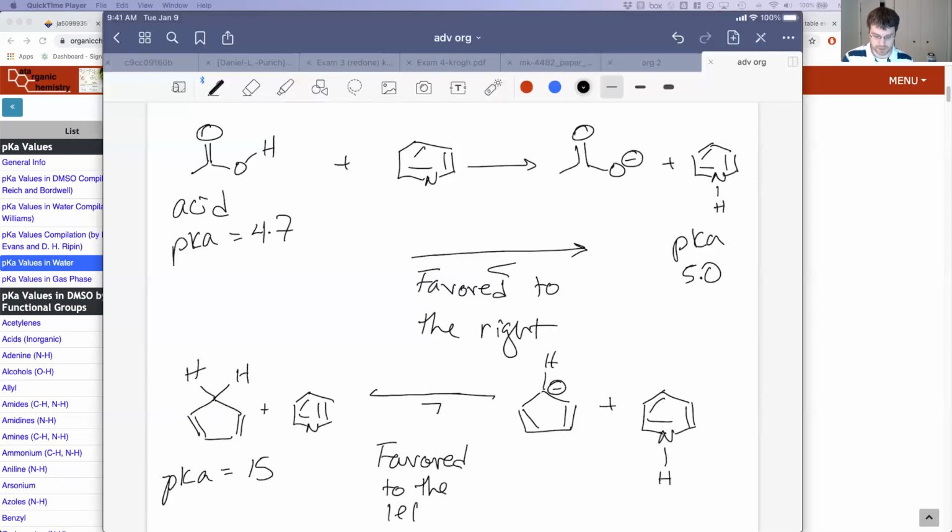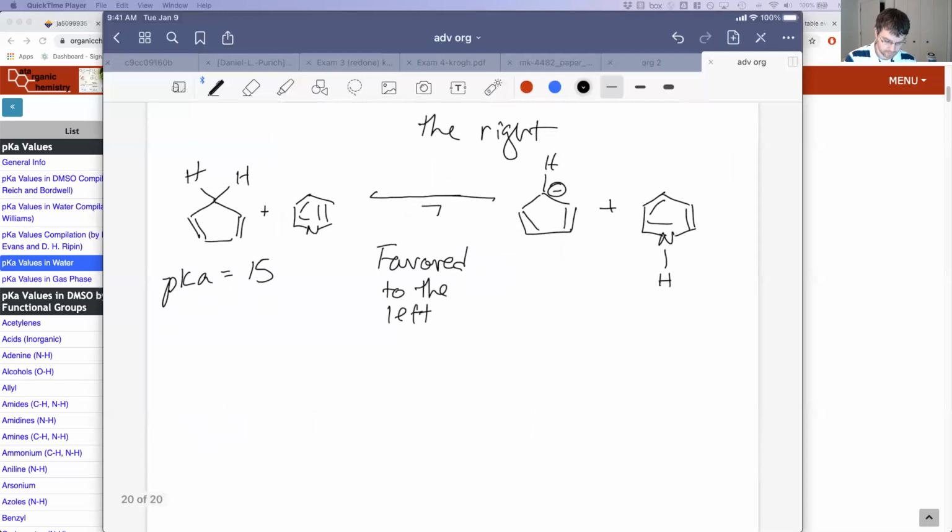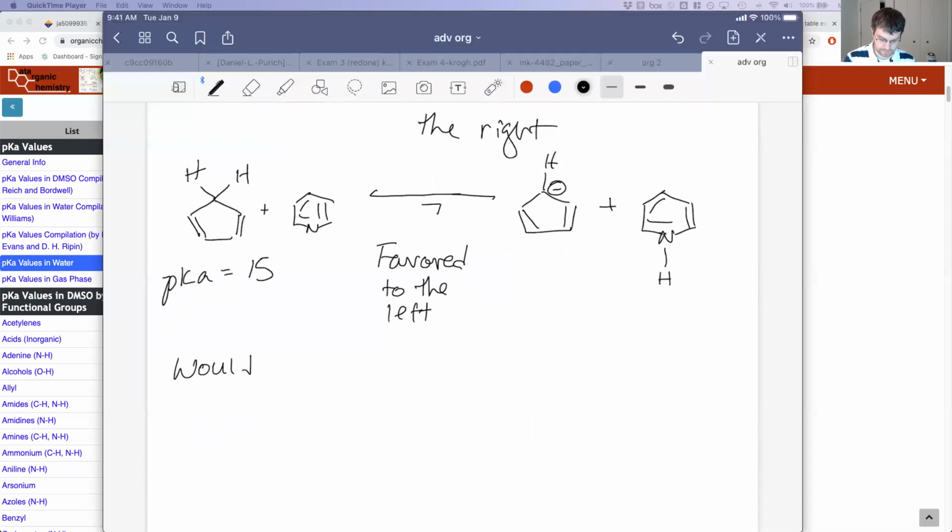So understanding these pKa's is really helpful for predicting equilibria. Another common base that we used in carboxylic acid chemistry was triethylamine, often abbreviated as TEA. So would this one work? Well, let's take a look. Here's triethylamine. Now we can't get a pKa reading from this.